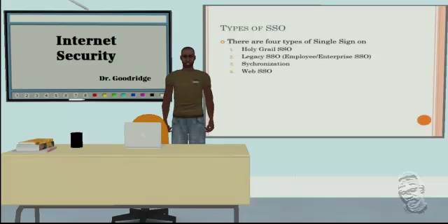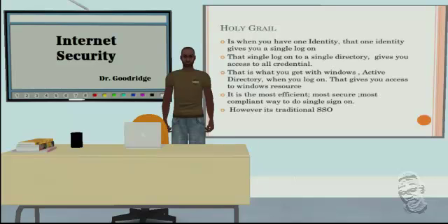There are 4 types of single sign-on: Holy Grail single sign-on, legacy single sign-on, synchronization, and web single sign-on. Holy Grail is when you have one identity. That one identity gives you a single logon. That single logon to a single directory gives you access to all credentials.